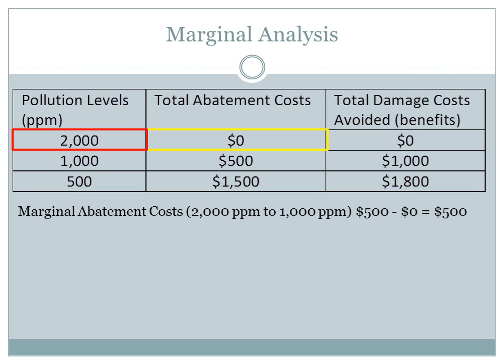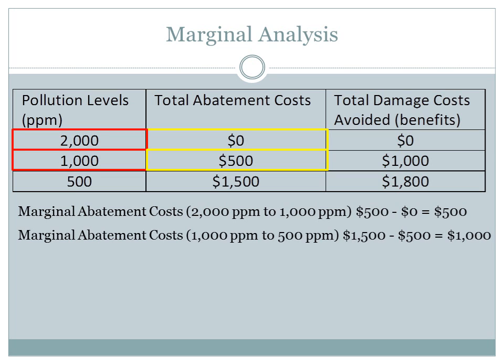And to calculate the marginal abatement cost, the cost to take that step from 2,000 down to 1,000 parts per million, we simply subtract 0 from $500 to arrive at marginal abatement costs of $500. Now, say we want to reduce pollution levels from 1,000 parts per million down to 500 parts per million. In this case, we subtract $500 from $1,500 to get marginal abatement costs of $1,000.